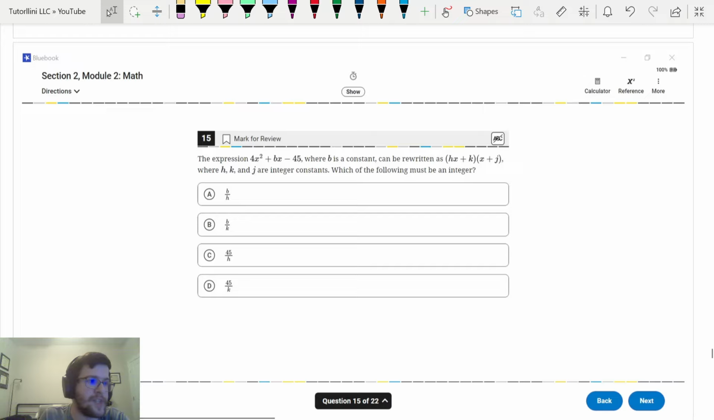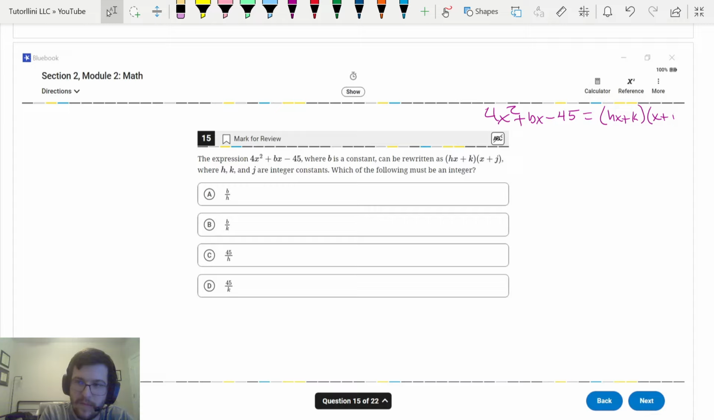And the answer is 44. This one is really annoying. It's not really clear what you're supposed to do at first, in my mind, but you're supposed to match the coefficients, okay?